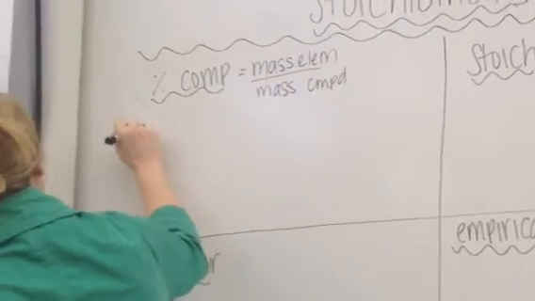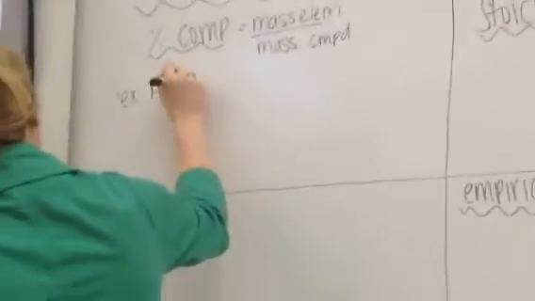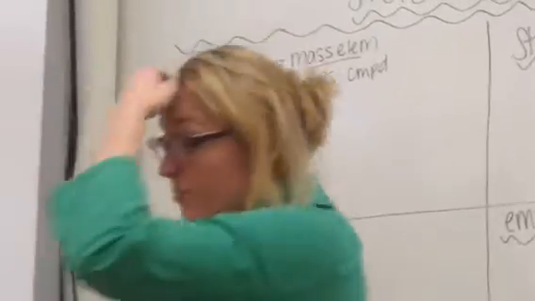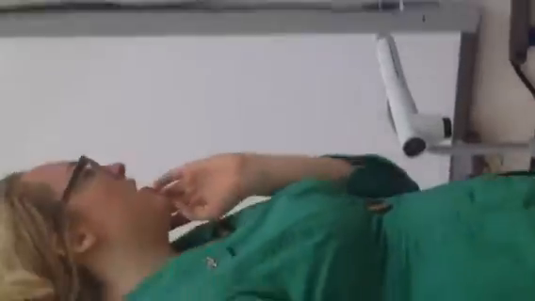Let's say, for example, I have Al2O3, and I want to know the percent composition. So what percent of this molecule is aluminum? What percent of this molecule is oxygen? I'm going to start here with aluminum.